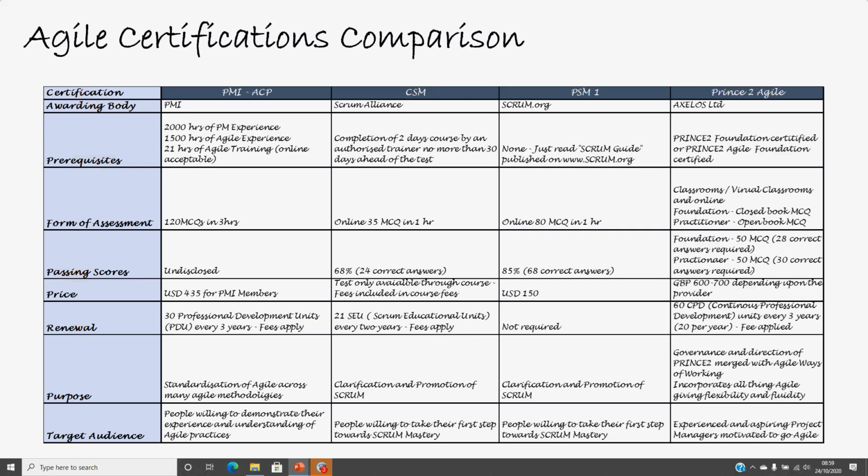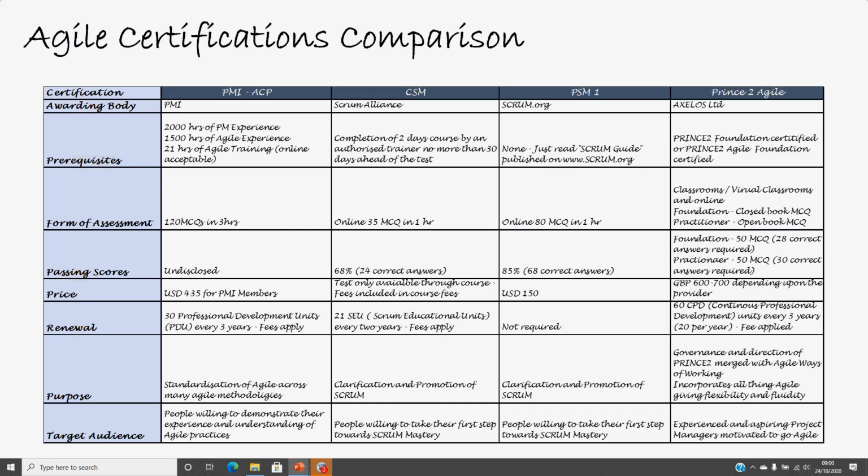Then there's another one which is called PSM1. This is called Professional Scrum Master 1, and this is awarded by an organization called Scrum.org. There's no prerequisite as such. All you need to do is read a document called the Scrum Guide, which is available on the Scrum.org website. There is no requirement of a training. All you have to do is pay 150 USD, US dollars, to buy that exam.